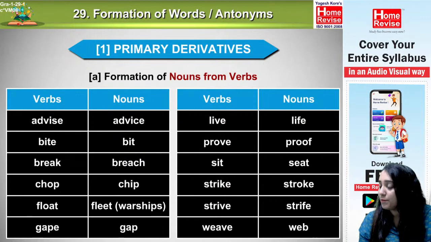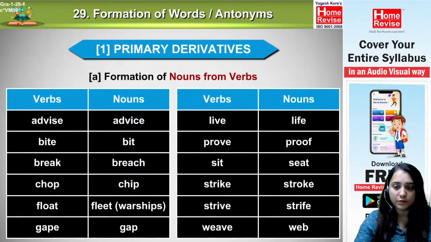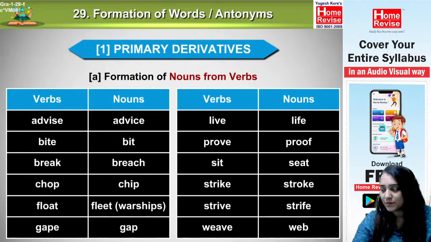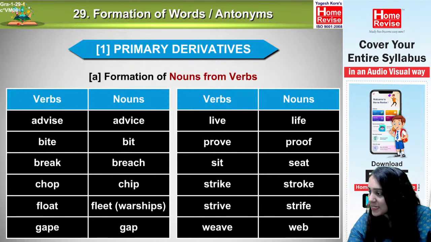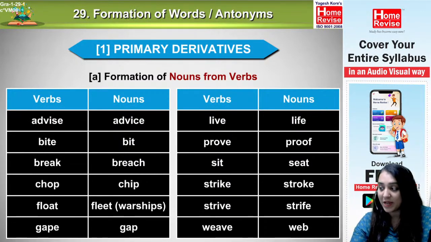Prove, proof. Frame a sentence, dear. Hema, frame a sentence. I need a proof and I will prove it. So these are two sentences. Very good. Ananya said, I asked Ria to sit in the car. Very good, very good. And what sentence will you frame for seat, S-E-A-T?